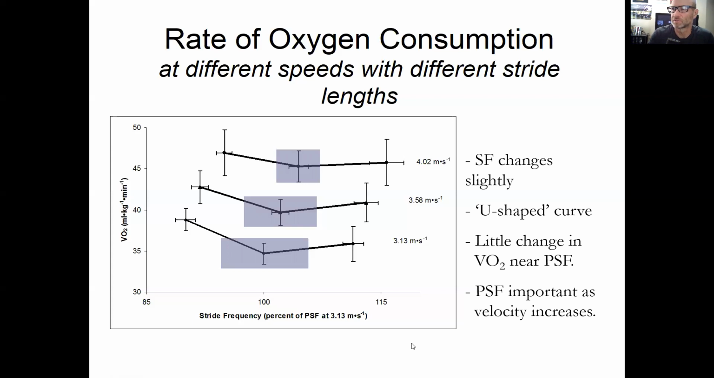So a few things here, just summarizing some points. Stride frequency changed slightly with speed, a U-shaped phenomenon as expected. There was little change in VO2 near preferred stride frequency. So this range of VO2 is really not that much here, yet we can have 5% changes in stride frequency without a big impact on VO2. So staying near preferred stride frequency became more important as velocity increased.